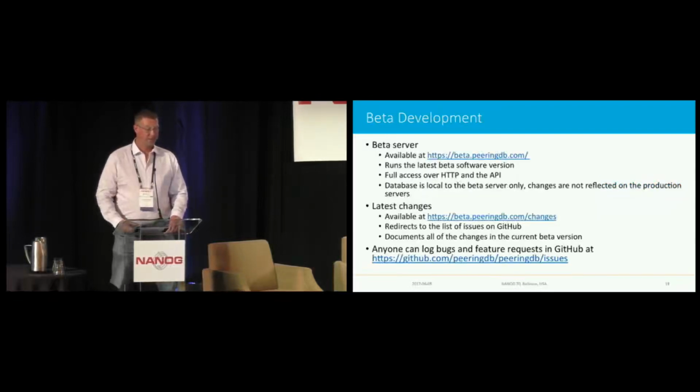Again, this link to the beta server, beta.peeringdb.com. So this you can use fully just like you use peeringdb.com production. The only difference is that it's not making changes to the production data. There's complete full access over HTTP and API, and you can make any changes there. It will not impact your production. The latest changes are available at beta.peeringdb.com/changes. Documents of all the changes are there, and anyone can log bugs for anything they see on GitHub at the link at the bottom.